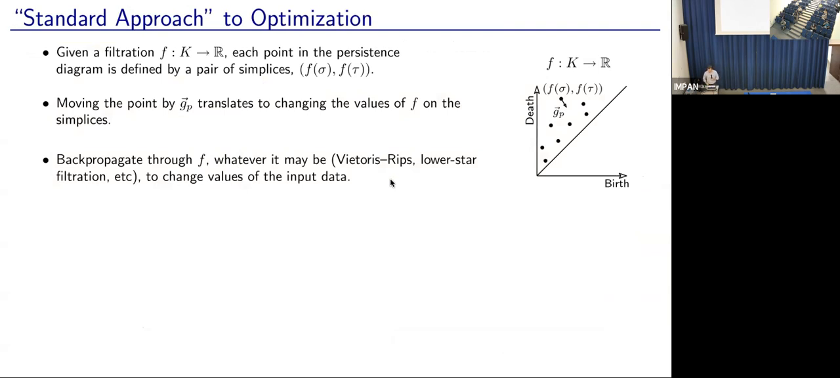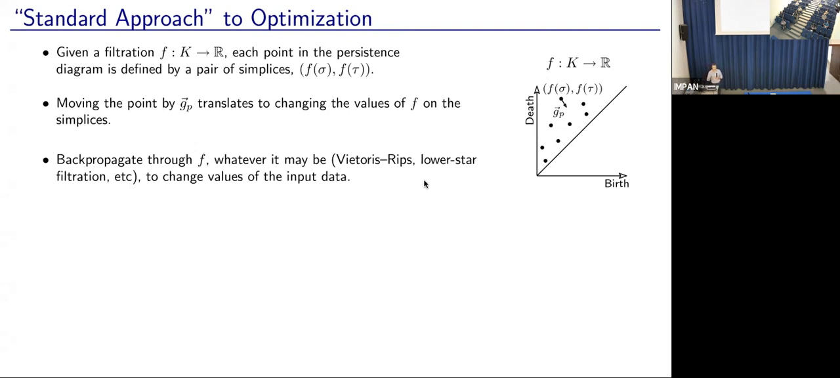Okay, so the way that people approach optimization, I said that you can do this. The standard approach to optimization is that if you're given some simplicial complex K and a function f on it, then every point in the persistence diagram, just from how the algorithms are defined, comes from a pair of simplices, right? Persistence really tells you that a class created by simplex sigma is killed by simplex tau.